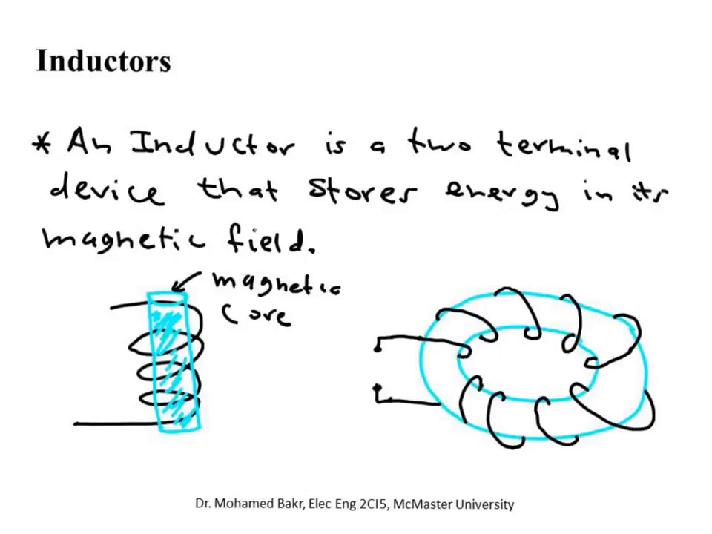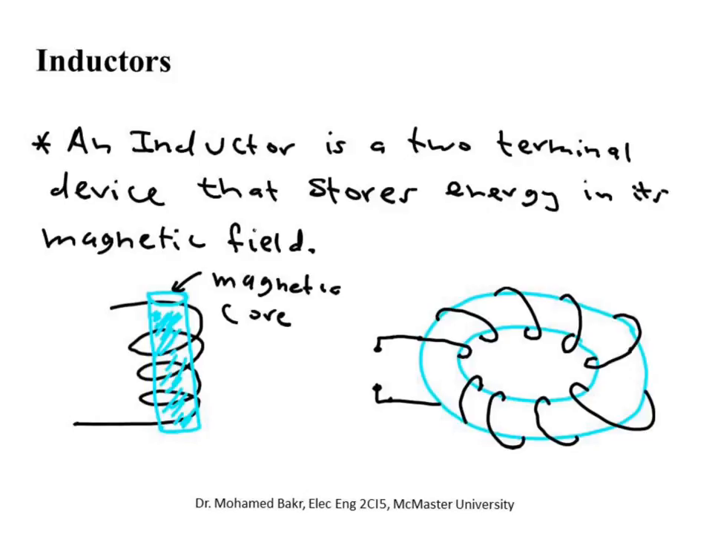This core can be a cylinder like this one. So this is a solid cylinder made of this magnetic material, or it can be a toroidal shape like this one. So you have this number of turns around this toroidal shape, and this will be an inductor as well. An inductor is a device that's capable of storing magnetic energy.